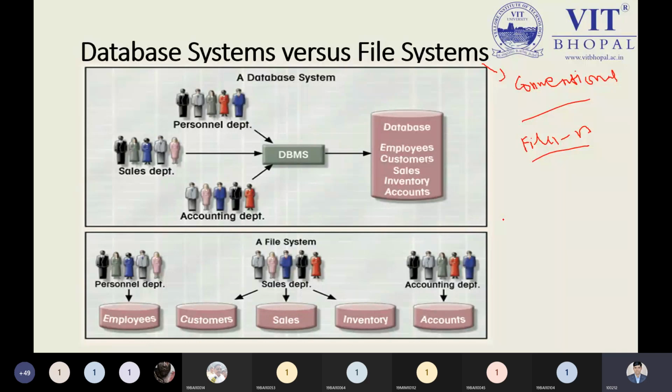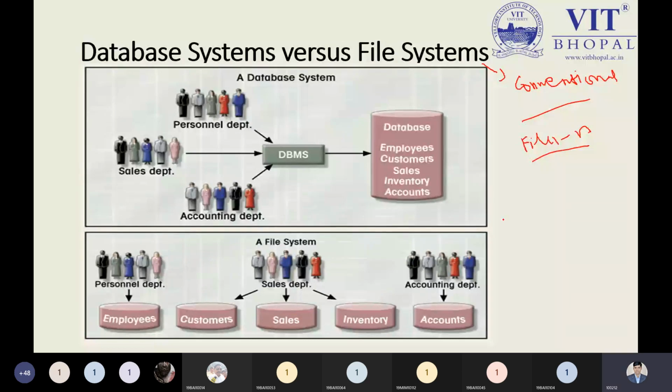But if we're talking about the file system, employee record will be stored somewhere else, customer record will be stored somewhere else, and each and every file will be separated. So in the database management system, we have only one database management system or one file where a number of databases and a number of files, meaning records, are stored in the same place. This is the main difference you can see. And what is the drawback of the file system? We will see that in the coming slide.